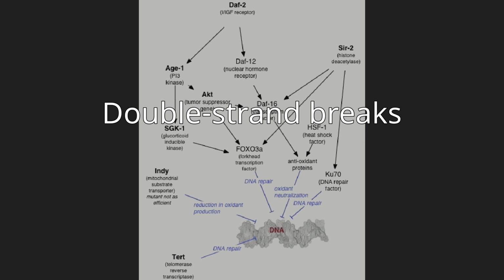Topoisomerases introduce both single and double-strand breaks in the course of changing the DNA state of supercoiling, which is especially common in regions near an open replication fork. Such breaks are not considered DNA damage because they are a natural intermediate in the topoisomerase biochemical mechanism and are immediately repaired by the enzymes that created them.